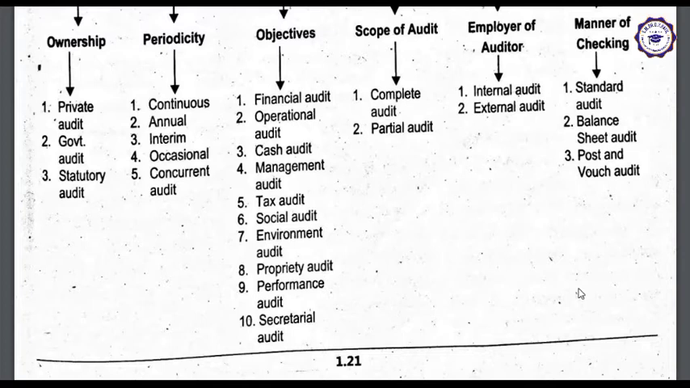And under the objective: financial audit, operational audit, cash audit, management audit, tax audit, social audit, environment audit, propriety audit, performance audit, and secretarial audit. And under the scope of audit: complete audit or partial audit. Employers of audit: internal audit or external audit. And manner of checking: standard audit, balance sheet audit, post and vouch audit. So students, these are the various types of audit.